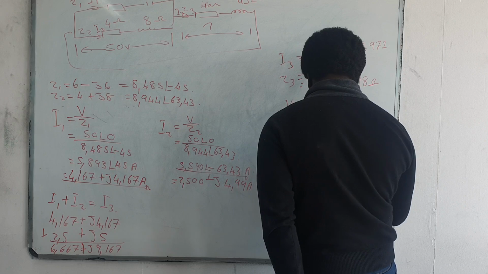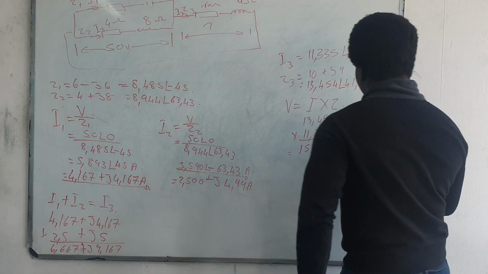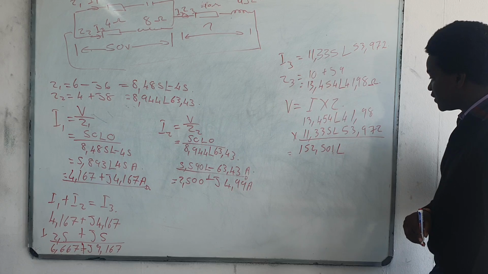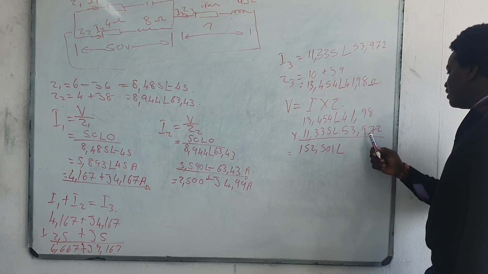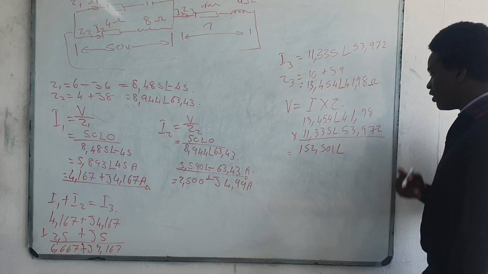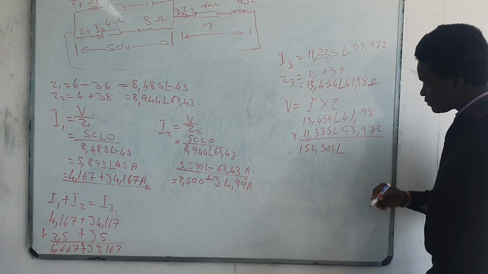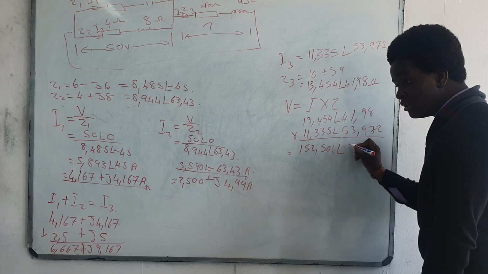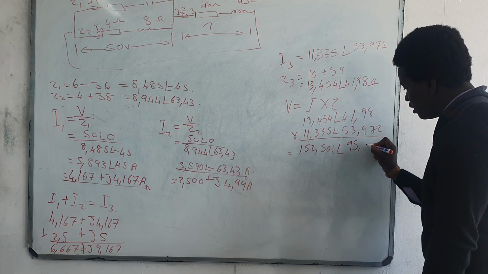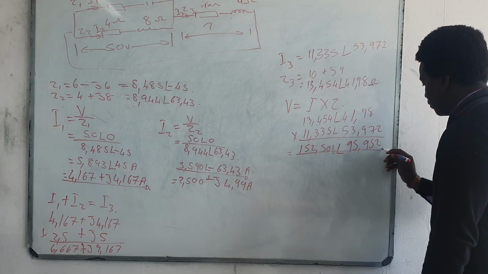152,501, and the angle is 41,98 plus 53,972. What do you get? The only thing I'm worried about is that they might present this differently. 95,952. Yes? This is our answer. Are we together, right?